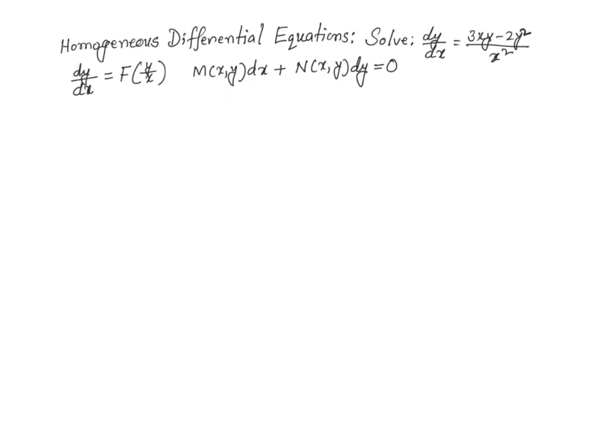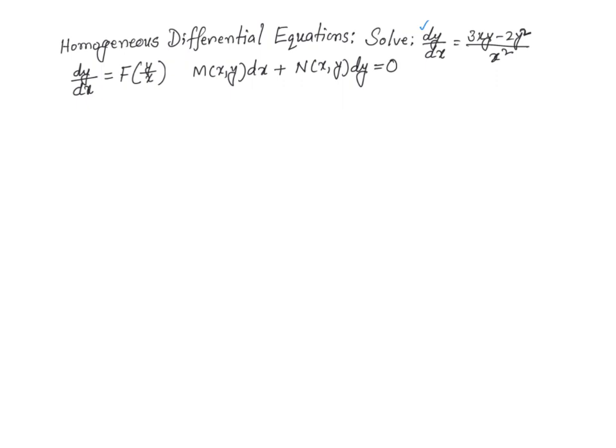In this video, I'm going to talk about homogeneous differential equations. In particular, we'll talk about this equation: dy over dx is equal to (3xy minus 2y squared) divided by x squared.